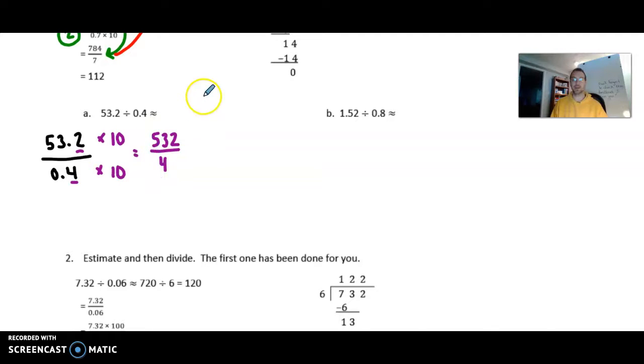532. Now let's do some estimating. I'm going to put it in red. We could certainly keep our 4.